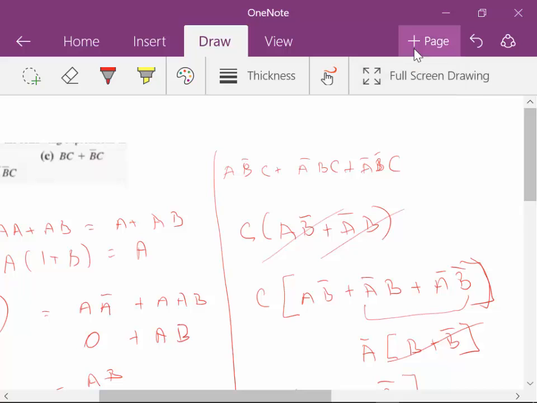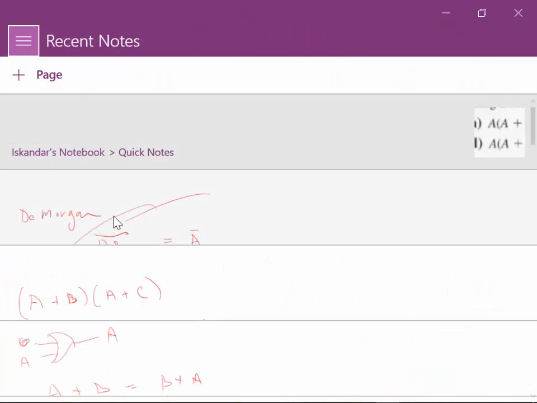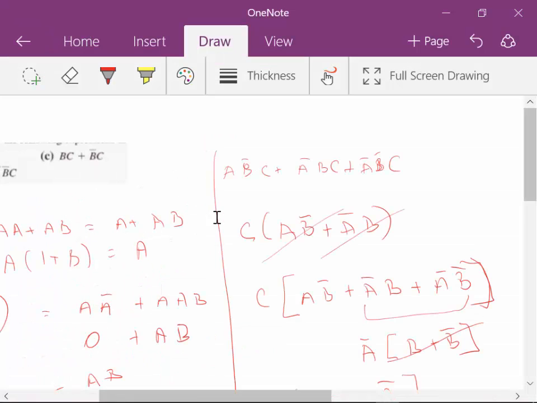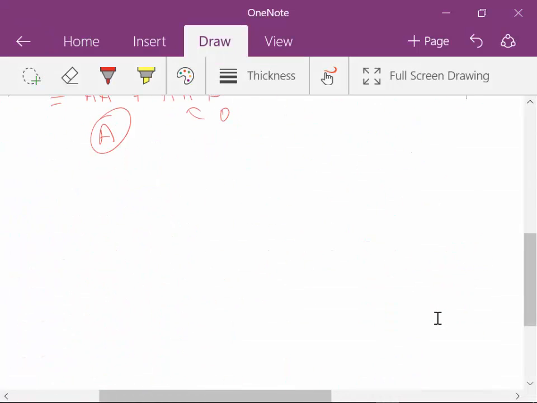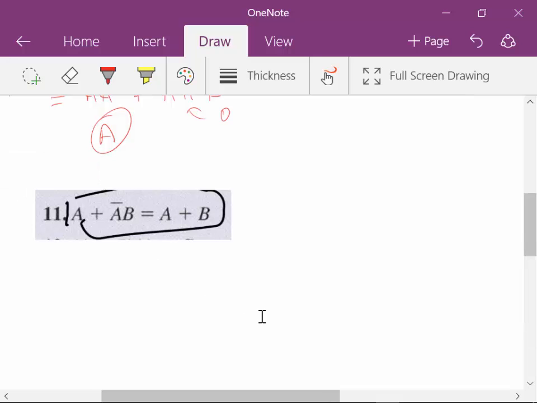Right there, page. Let me go back to where we were. With this one here. Okay. Let me talk a little bit about this one here, and we'll come back to right here. This rule right here says A plus A not B is equal to AB.